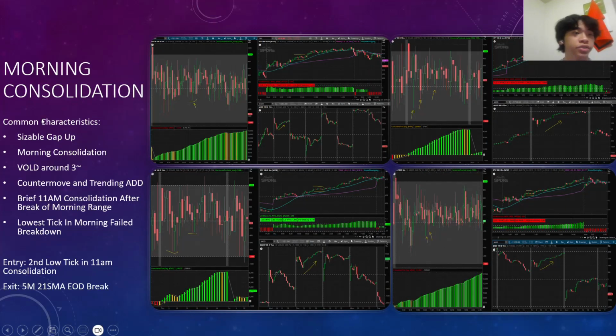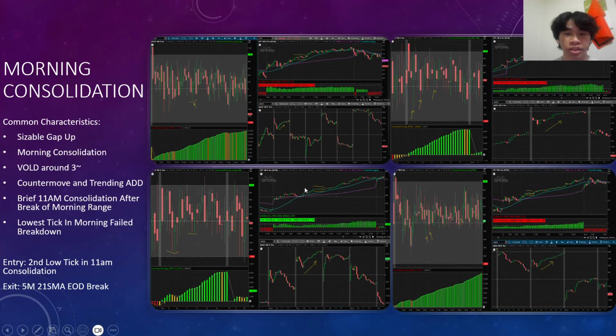Morning consolidation. So common characteristics is that it just has a morning consolidation, a morning range, and then the VOLD ratio is around 3-ish. It doesn't have to be, but it's around 3-ish. And then there's a sizable gap up. So in all these, you see a pretty strong gap up. And then the ADD has very good characteristics where it's a counter move and then trends, counter move, trends, etc.